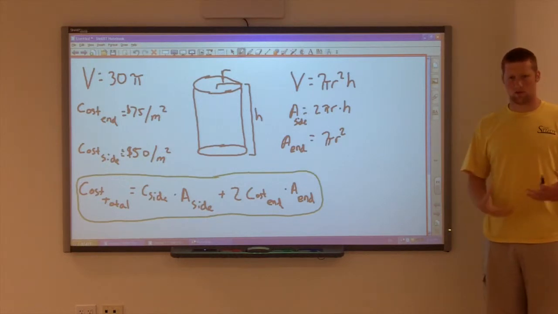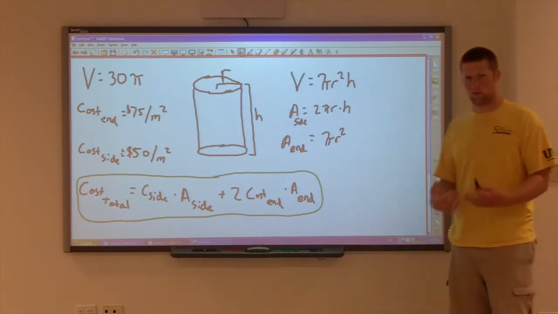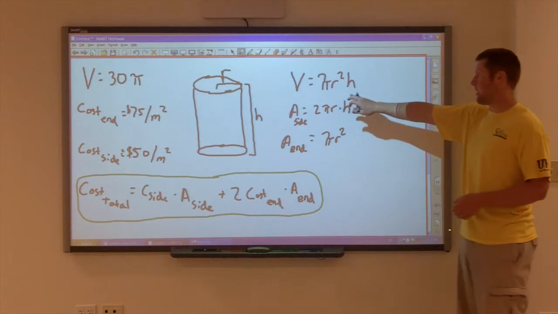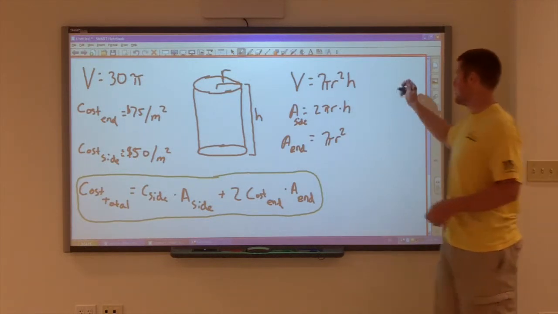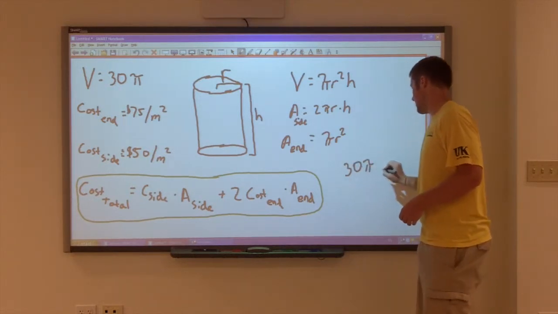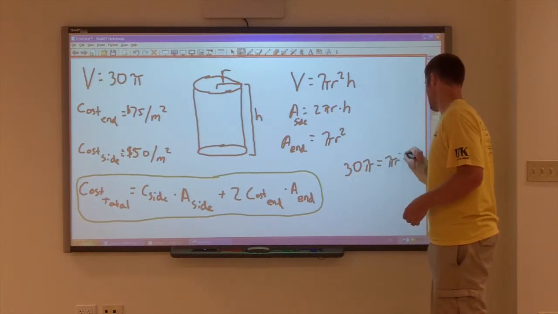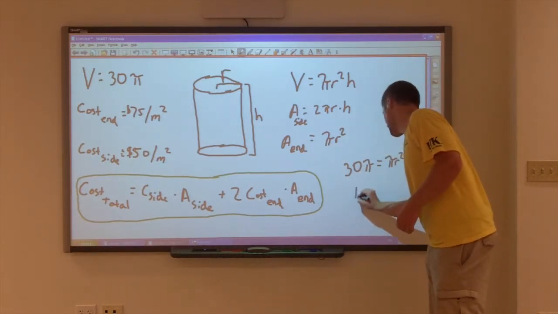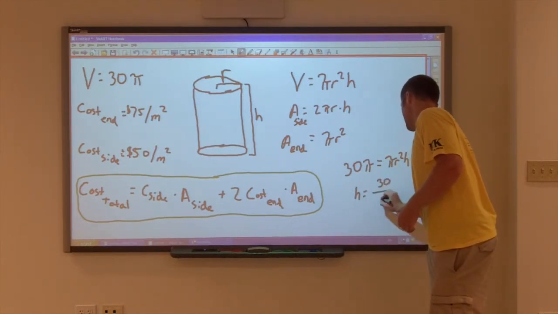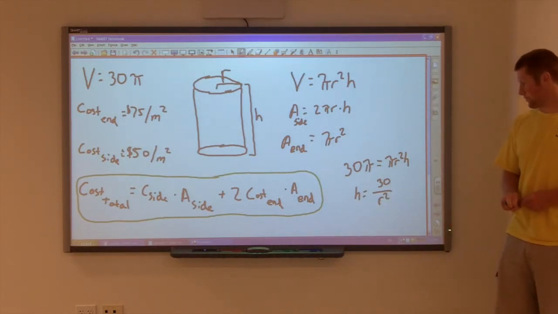Let's solve everything so that it's in terms of r, so that when we take the derivative to optimize, we can just take one derivative with respect to r. So, if our volume is 30 pi, then 30 pi has to equal pi r squared h, then we can solve our volume function to get rid of our h. So h is going to equal 30 over r squared.